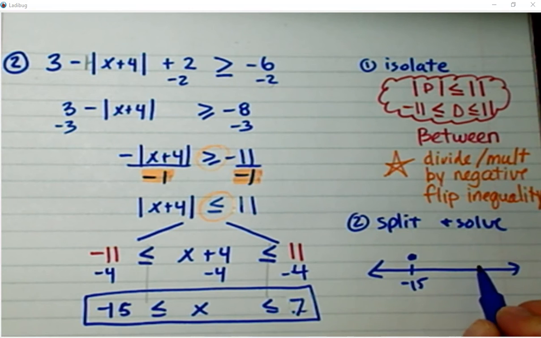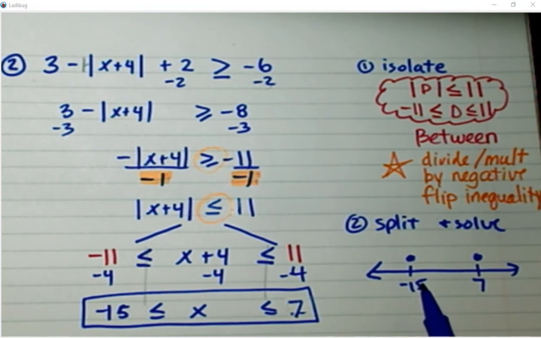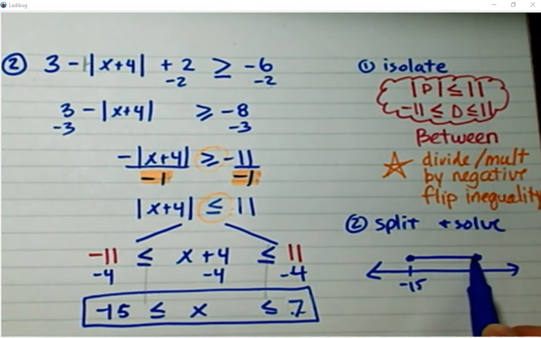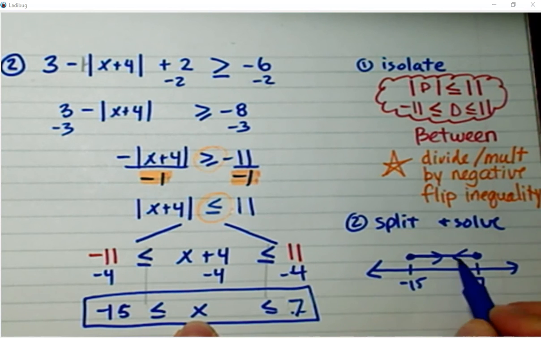And then you go to 7, and you put a closed circle. Yep. And then it's in between. X is greater than or equal to negative 15, so that's this way. X is less than or equal to 7 is this way, but it's the and, it's the overlap.